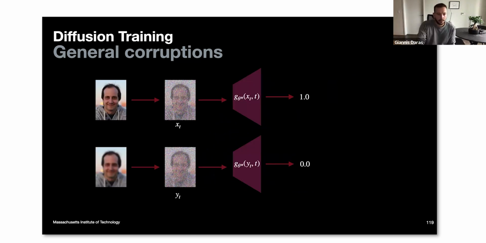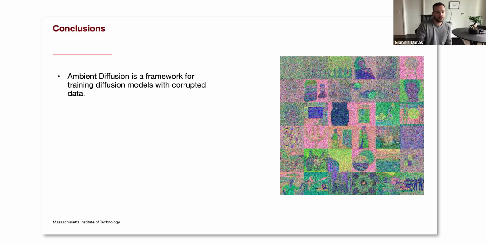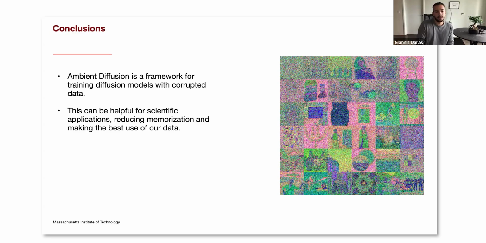So cool. That's kind of it. Conclusions: we developed this framework that can train diffusion models with corrupted data. This is very useful for a variety of reasons: scientific applications, reducing memorization, and making the best use of our data. When we have a lot of data and some of it is not that good, we don't want to throw it away. We want to get the information that it has.